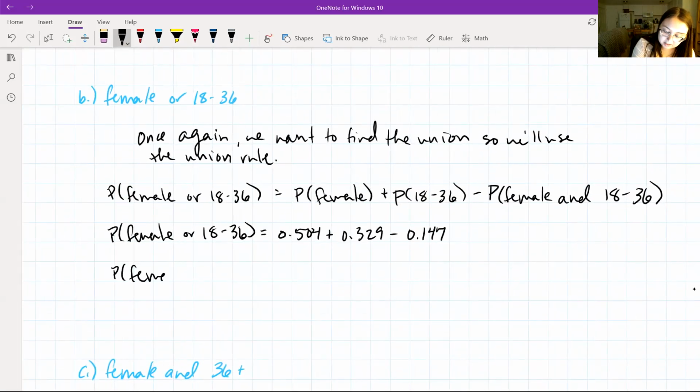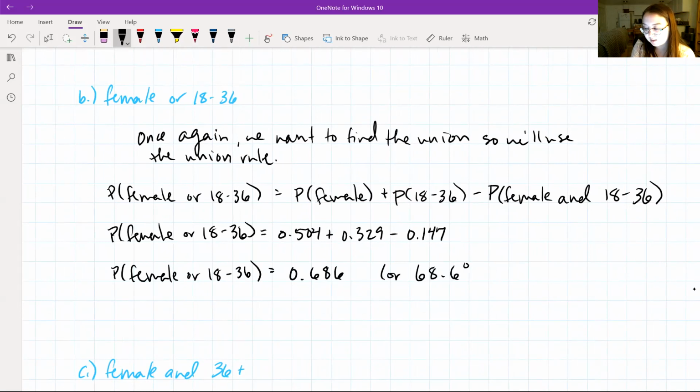So if we calculate this value, which I highly recommend that you do, we should end up getting 0.686. Or if we put this in percentages, it would be 68.6%. Once again, only put in the percentage if it asks for the percentage. Other than that, you pretty much just want to leave it in decimal or fraction form.